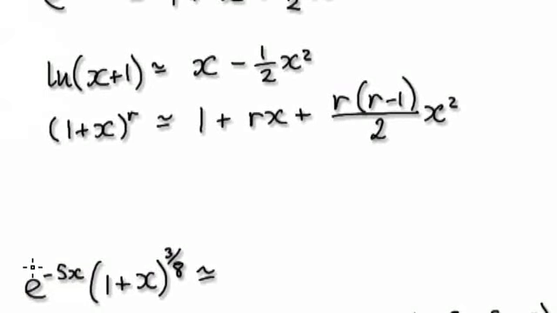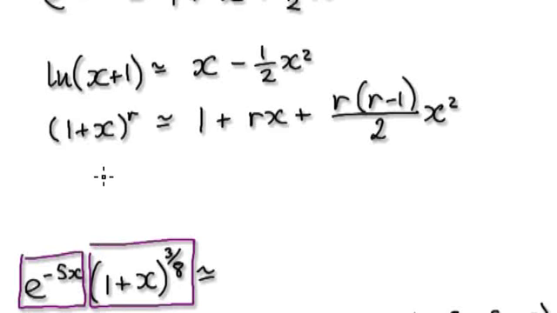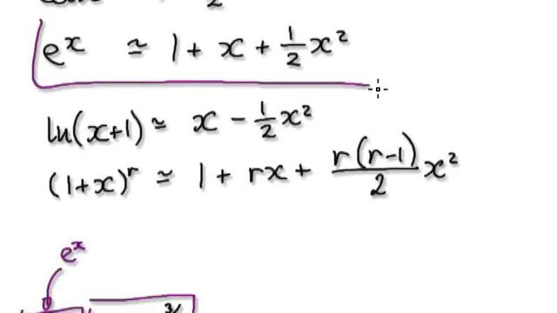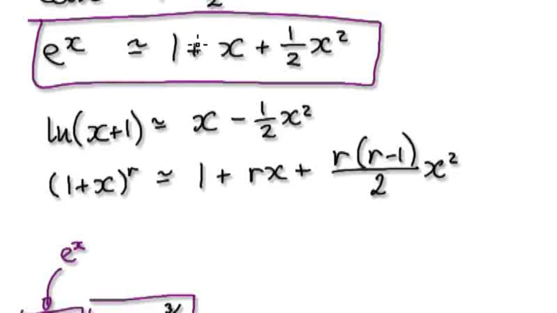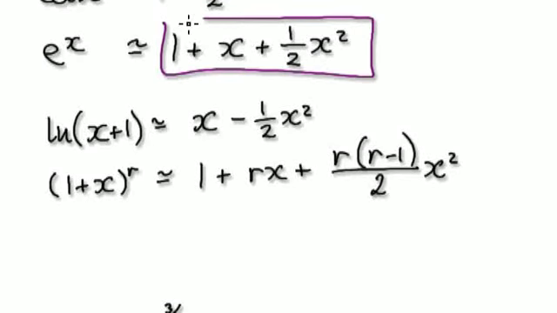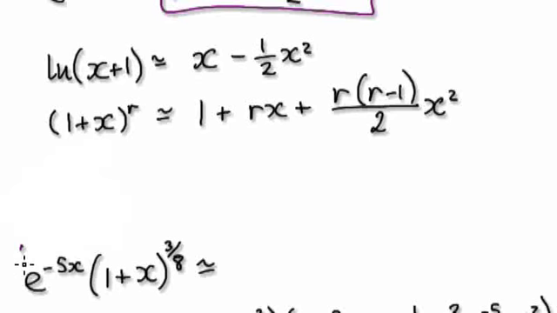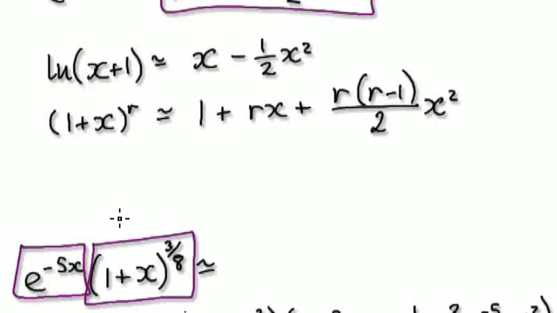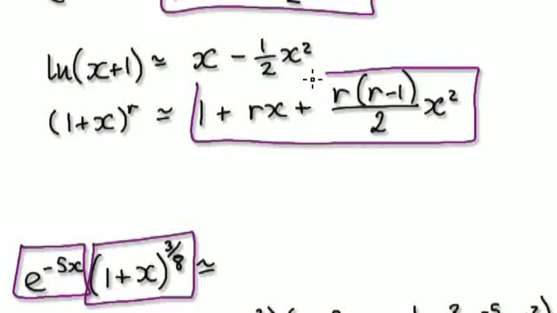When you get given something like this, visualize it as one block multiplying with another block. So going back up here, this is in the form of e to the power of x, so we would use this quadratic approximation here to represent this block. And for this block, this is in the form of 1 plus x to the power of r, r being this thing here, so we would use this approximation here.